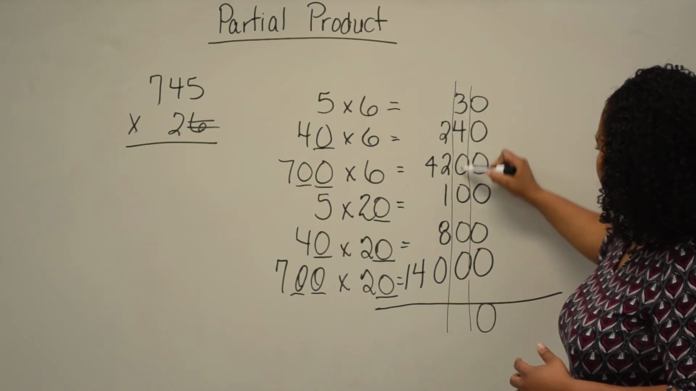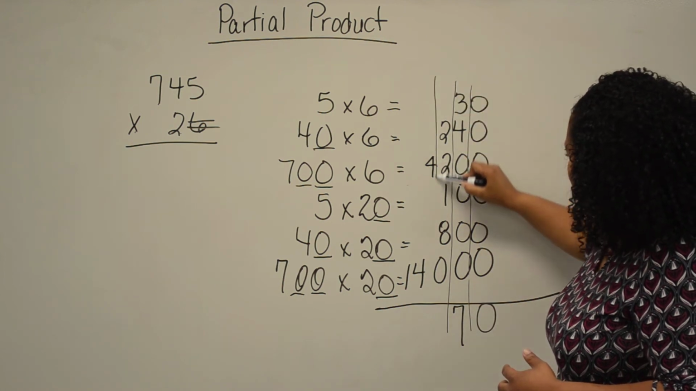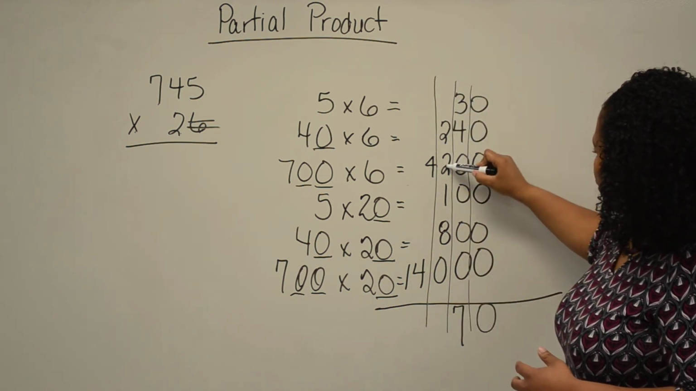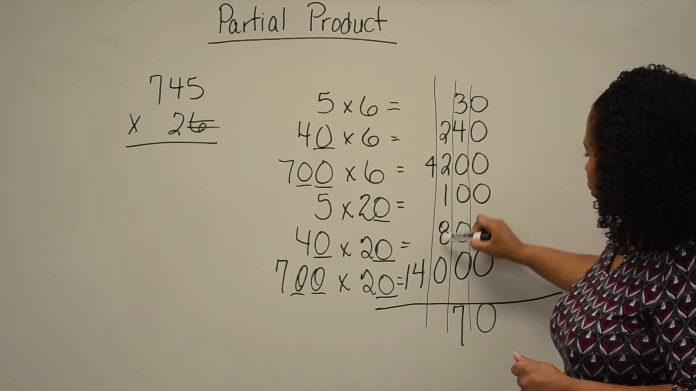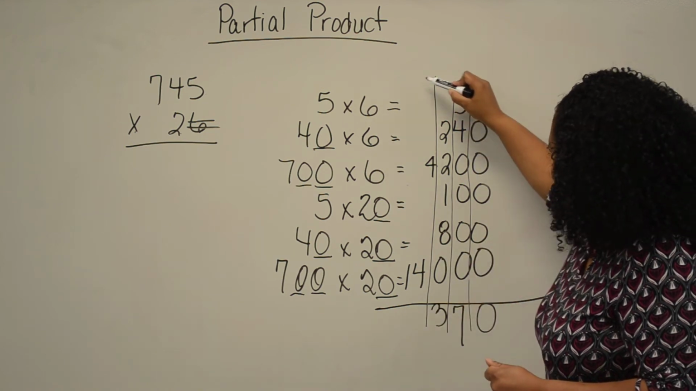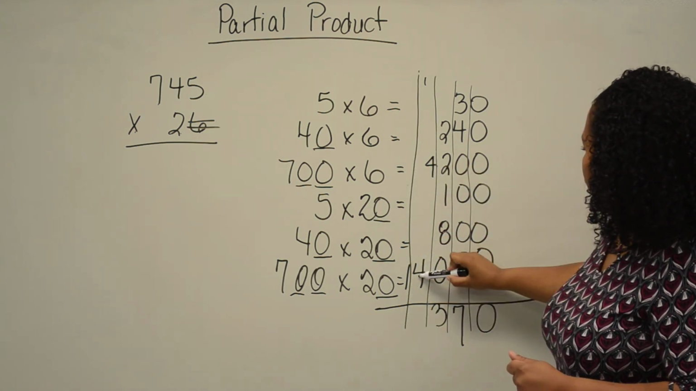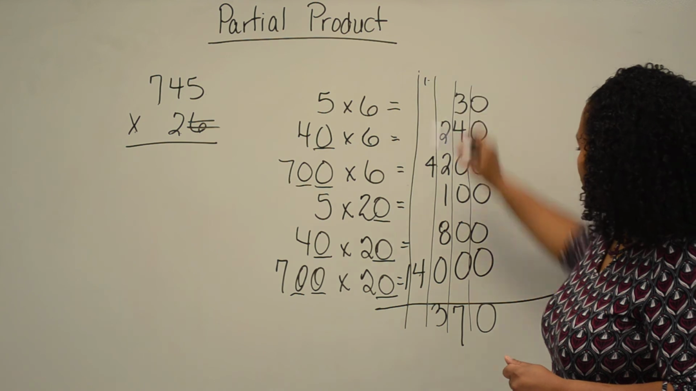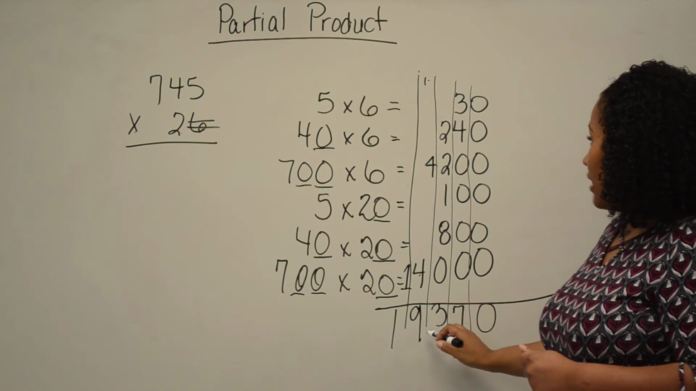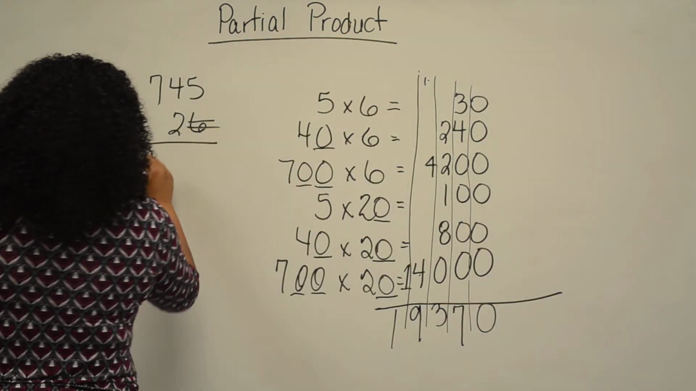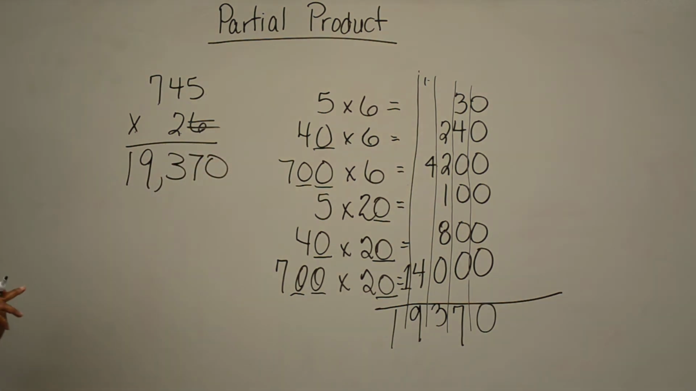This time I have a 3 and a 4 and a bunch of zeros, so 3 plus 4 equals 7. I'm going to do another line here to help guide me. 2 plus 2 is 4. 4 plus 1 is 5. 5 plus 8 is 13. 13 plus 0 is 13. So here's my 3, carry my 1. Put another line here to help guide me. 4 plus 4 is 8. 8 plus 1 is 9. And then I have a 1 over here on the side. So my answer is 19,370. That is my final product.